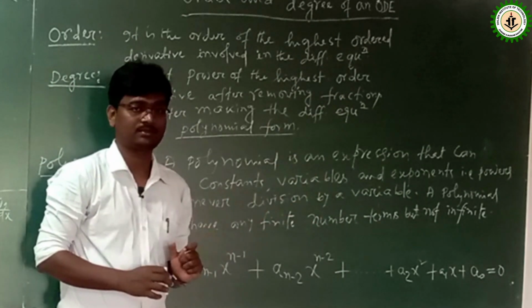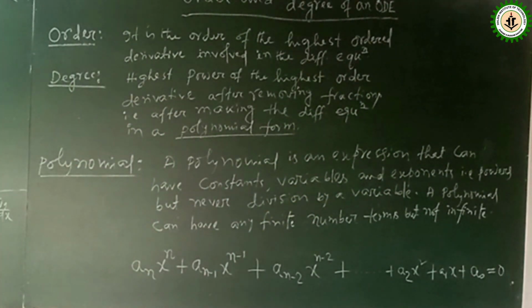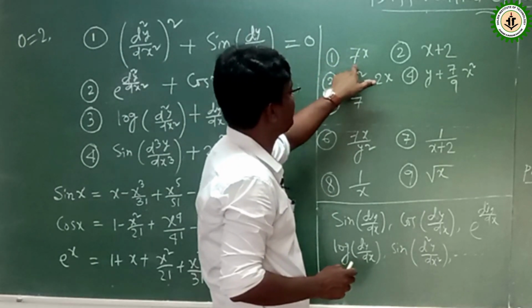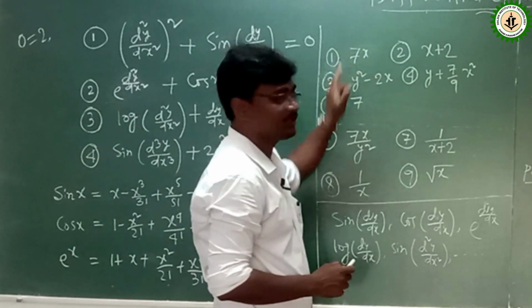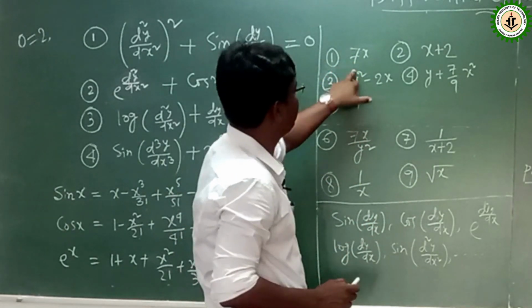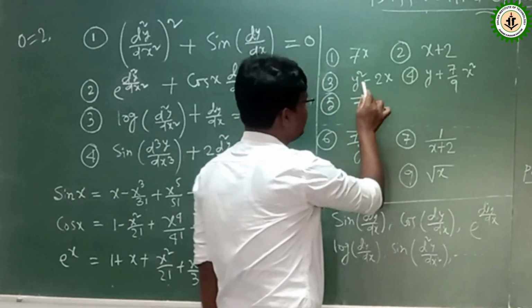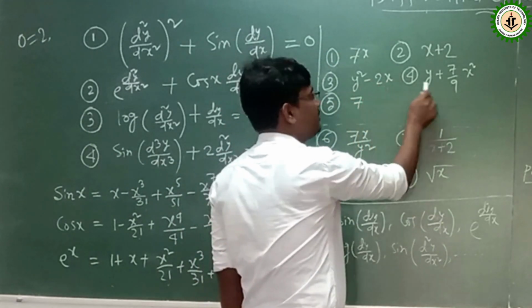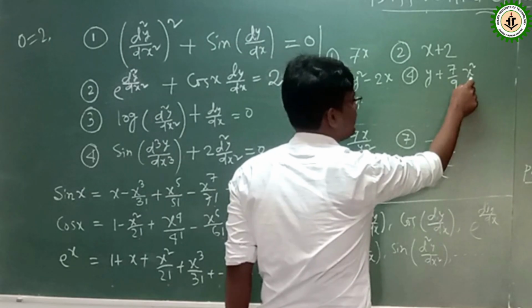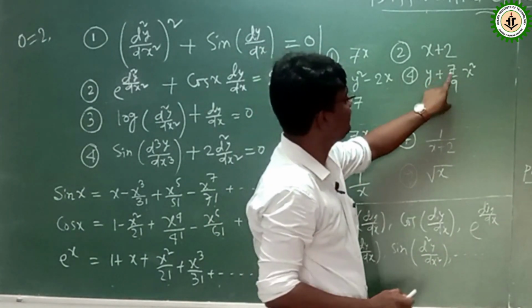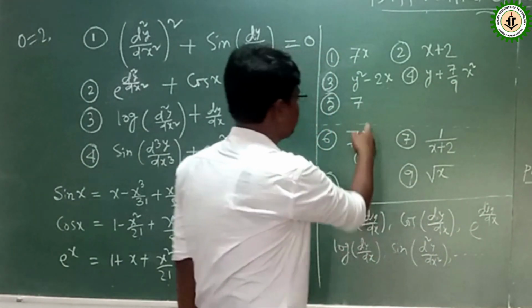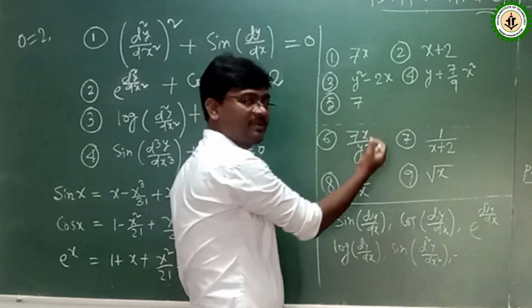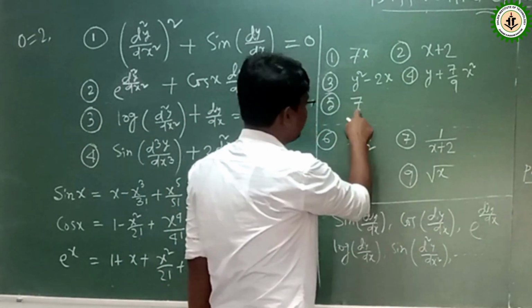So for example, suppose 7x. This is an expression having constant 7 and variable x, so this is a polynomial. There is no division by another variable, so this is a polynomial. And x plus 2, this is also a polynomial. y square minus 2x, this is also a polynomial. y plus 7 by 9 x square, this is also a polynomial. 7 by 9 is not a variable, it is a constant, so this is also a polynomial. And simply 7, the constant 7, this is also a polynomial.